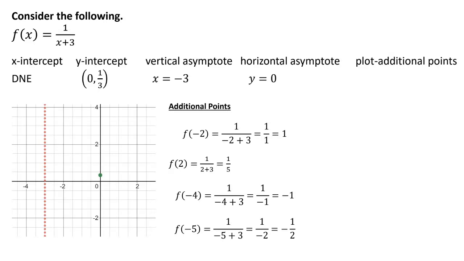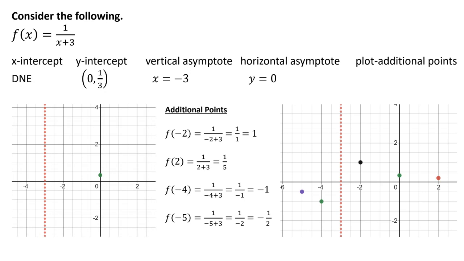Then again, let's pick 2 more just to be safe. Let's pick x equals -4. So we have 1 over -4 plus 3, which gives me 1 over -1. So 1 divided by -1 gives me -1. And the last one, x equals -5. So this is 1 over -5 plus 3. -5 plus 3 is -2. So we have 1 over -2, which is just equal to -1/2. So let's go ahead and plot these additional points.